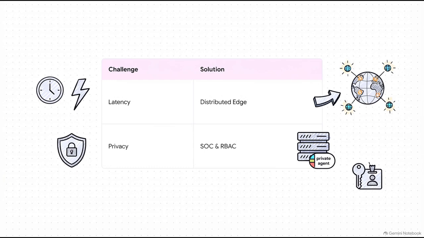As for privacy, the stakes are just as high. We solve this by relying on audited SOC compliance and strict role-based access control, or RBAC. This ensures a user's proprietary prompt data remains completely siloed, meaning even the engineers building the system can't just peek into a user's private agent interactions. By combining edge computing with strict compliance, we ensure the app is both lightning fast and totally impenetrable.